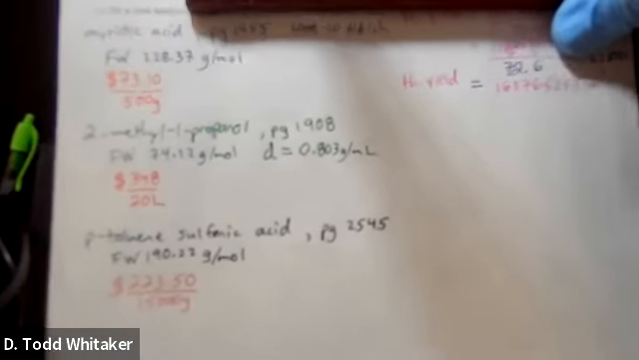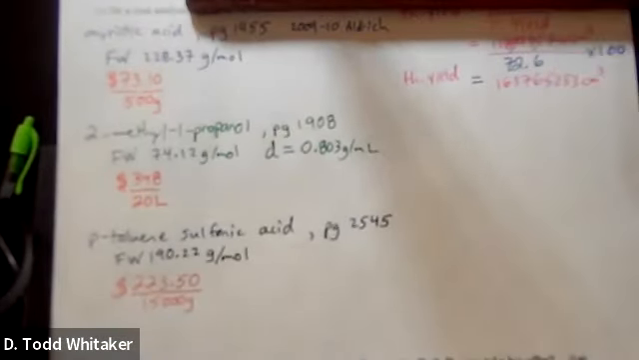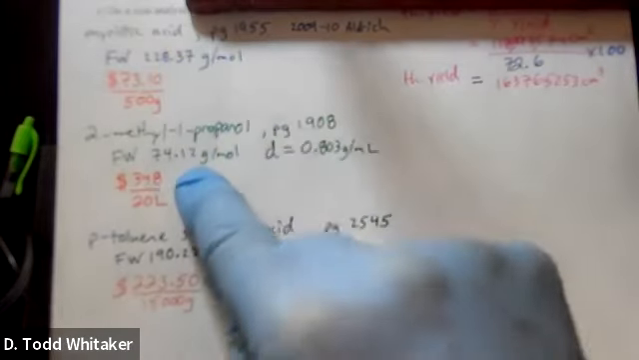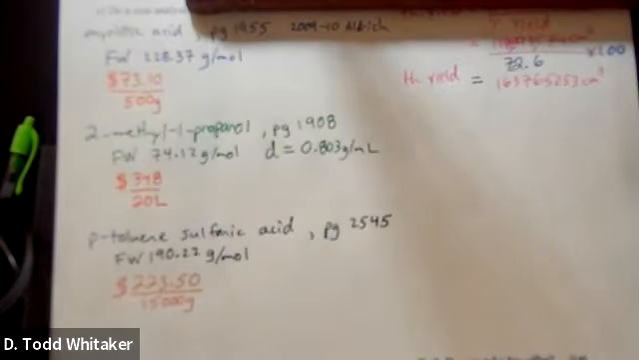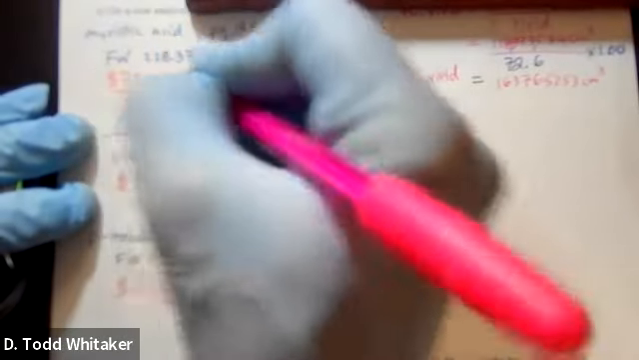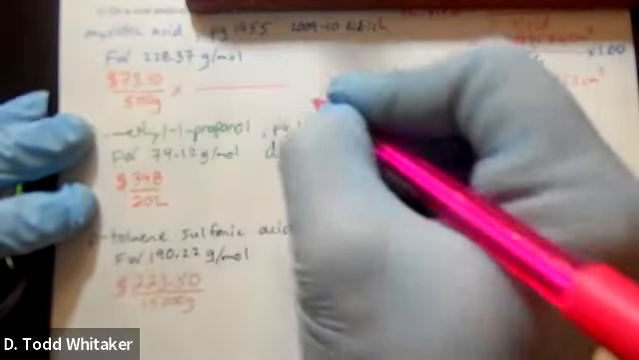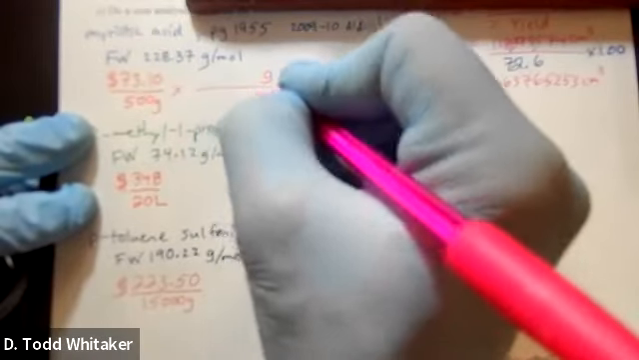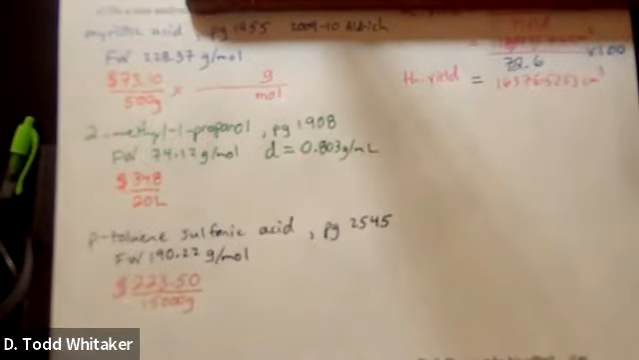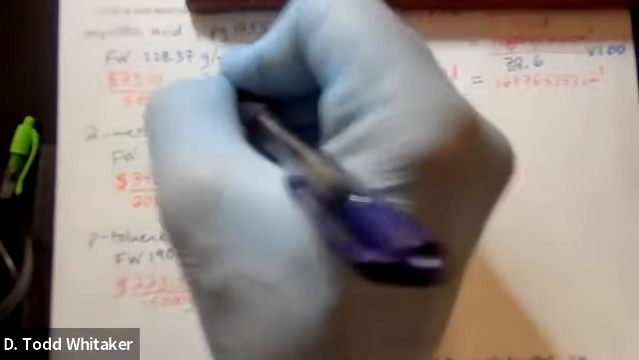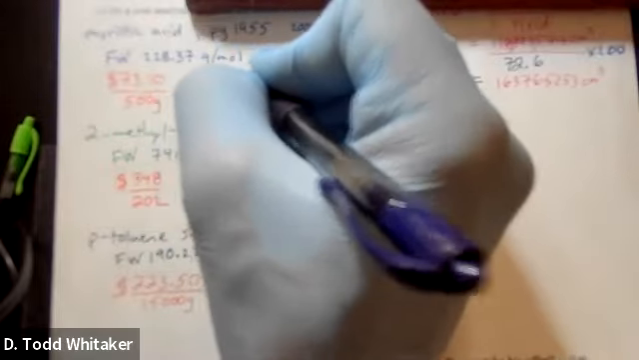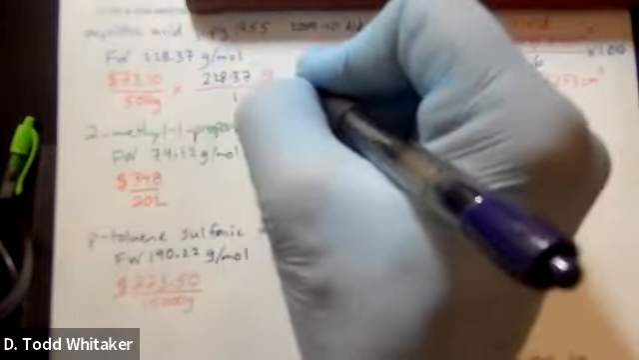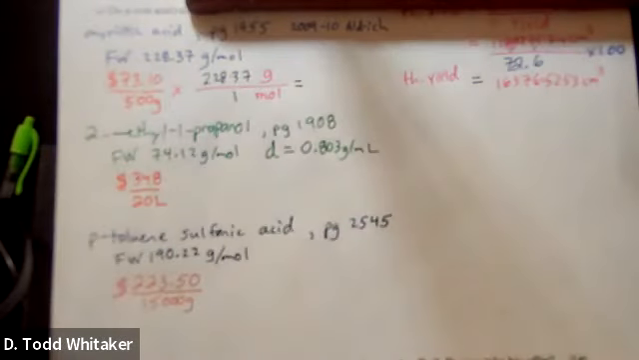For each chemical, I'm going to need dollars per mole. Right now, you've got dollars per gram, dollars per liter, dollars per gram. We need to convert those to dollars per mole. I love conversions. They made me fall in love with chemistry. I've got something on this page that can get rid of grams and give me moles. It's right above. There are 228.37 grams of myristic acid in every mole. Please do the math for me now.